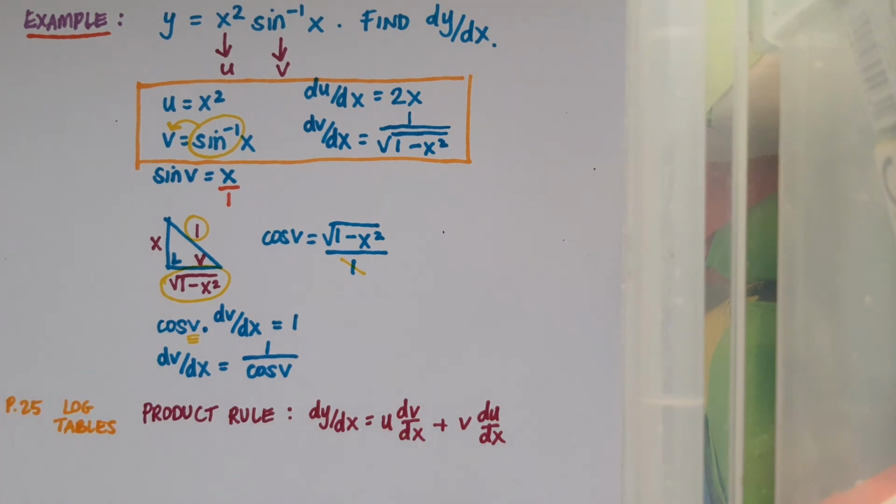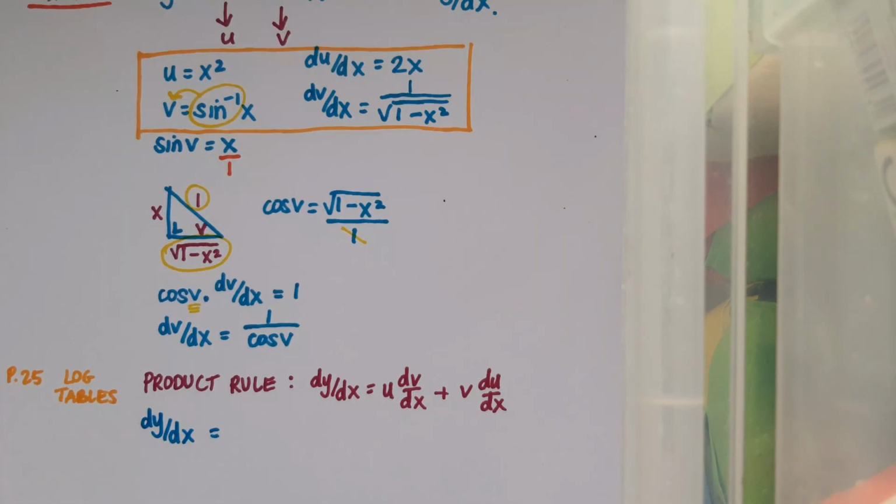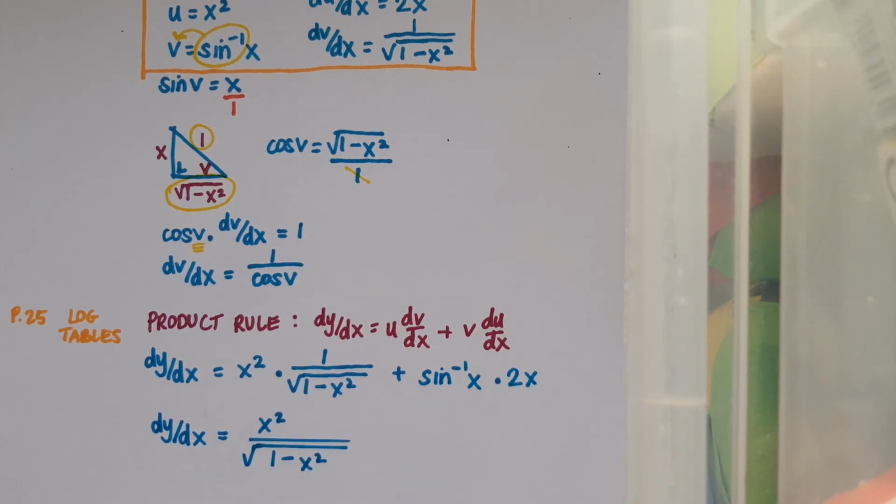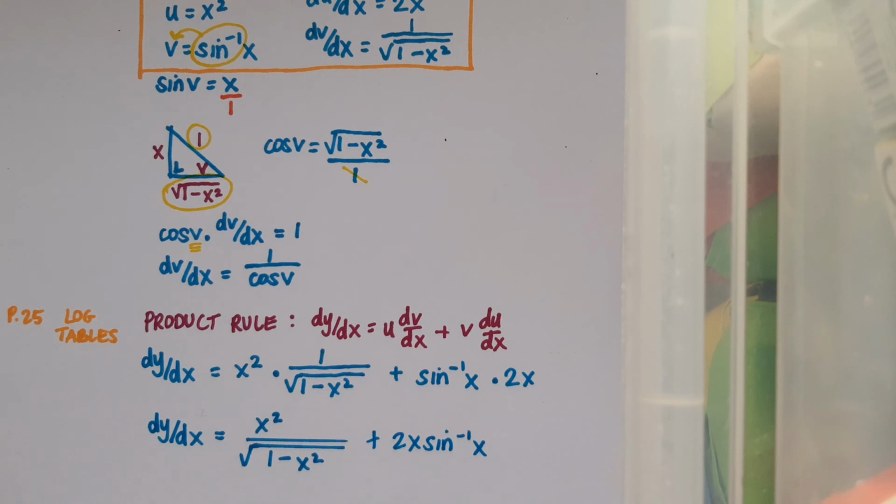And now it's simply a question of slotting all those pieces of information that I've written down up here into that formula. So in this case, dy/dx equals u times dv/dx plus v times du/dx. And it's absolutely fine to have a sine inverse x in my answer. In fact, I kind of expect it if I ever run into product rule or quotient rule or chain rule in an inverse trig differentiation. And I'm going to tidy up a little bit more just to finish off by putting the x squared over the root 1 minus x squared and sticking the 2x in front of the sine inverse x.